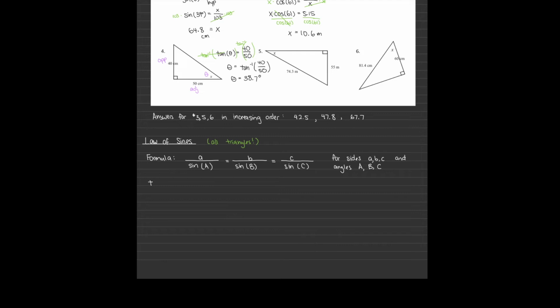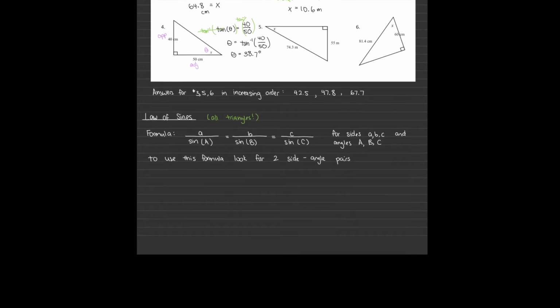And basically, how do you know when you can use this formula? To use this formula, look for two side angle pairs. Because later on we're going to see a bunch of triangles jumbled together. Some of them will be right triangles, some of them won't, and it's going to be a puzzle to figure out which of these many tools that I have can actually be applied. So if you can find two side angle pairs, the law of sines is usually a good bet.